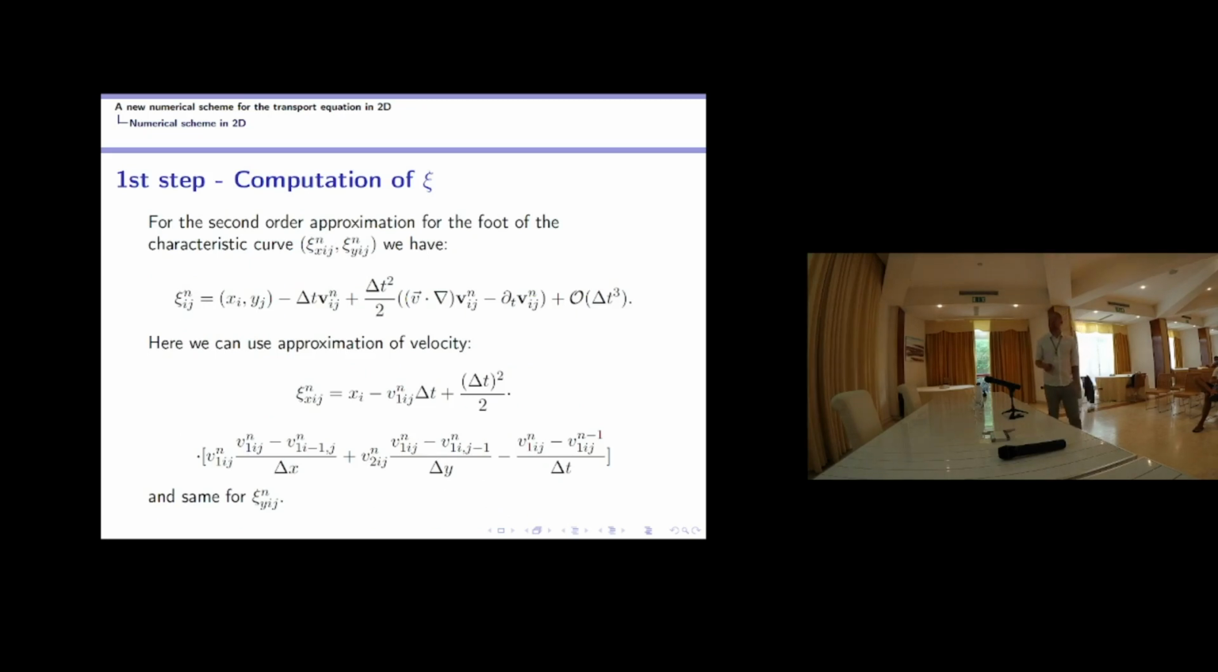So first step, we want to compute the foot of the characteristic curve. For the second order approximation, we have this expression. This is a vector of dimension 2. Even if derivatives of the velocity field are known, we can use approximations. And for approximations of those derivatives, here is given an expression for the foot of the characteristic curve in x direction, and similar is for y direction.